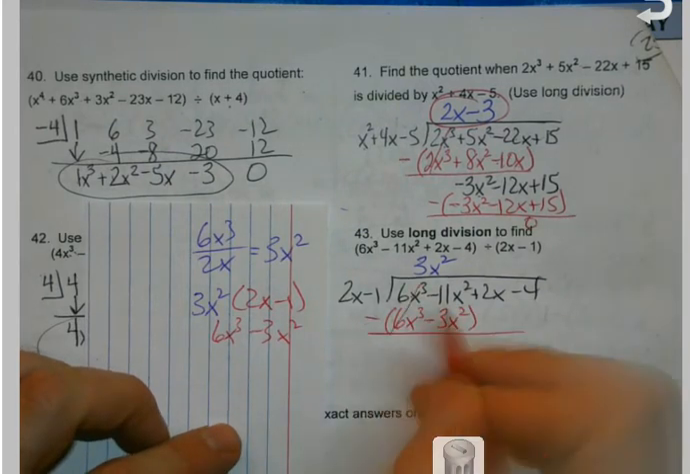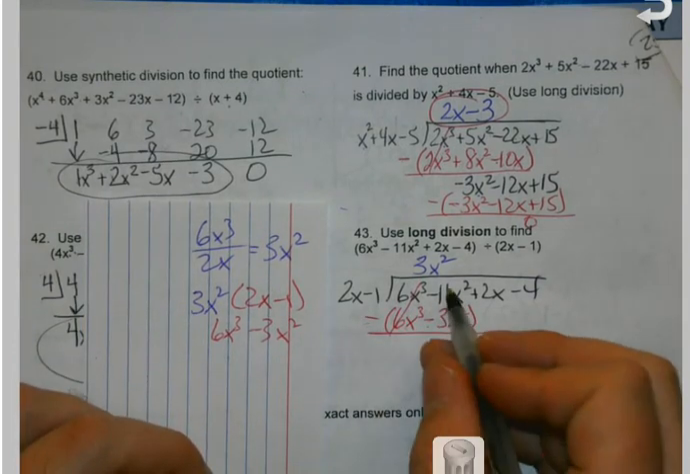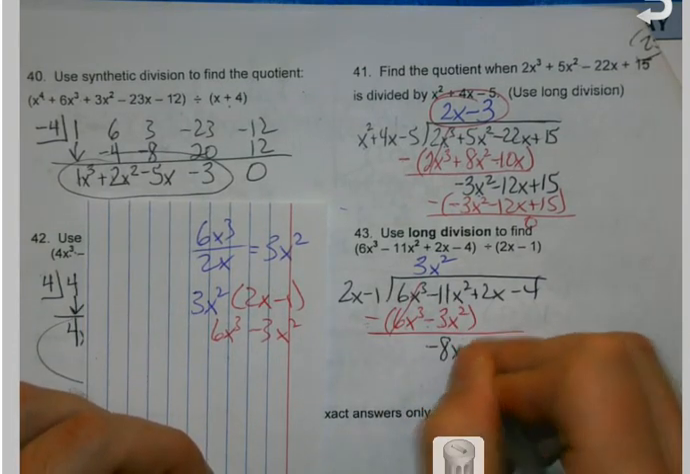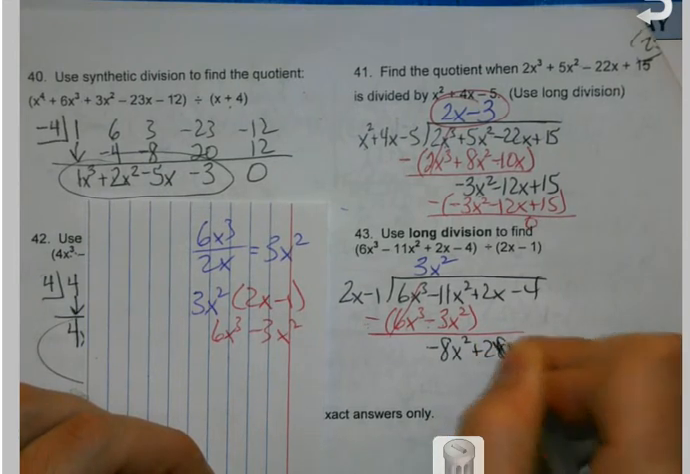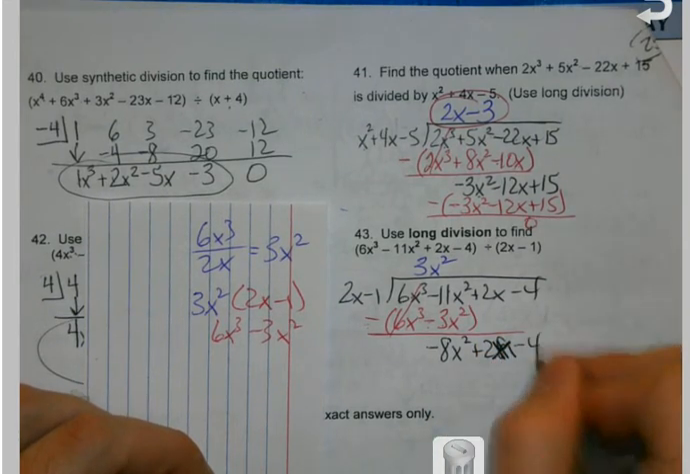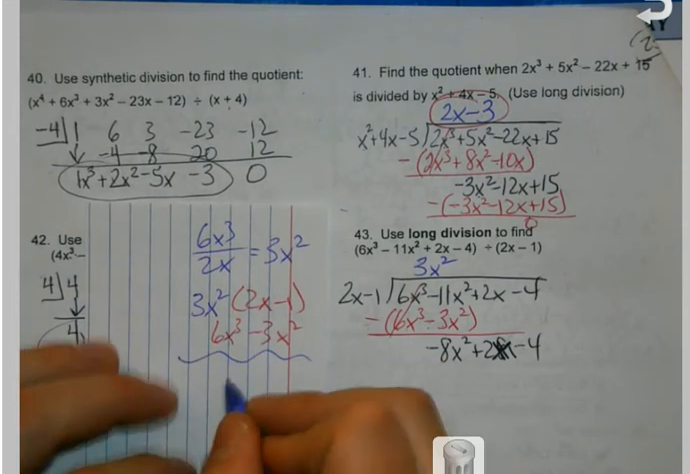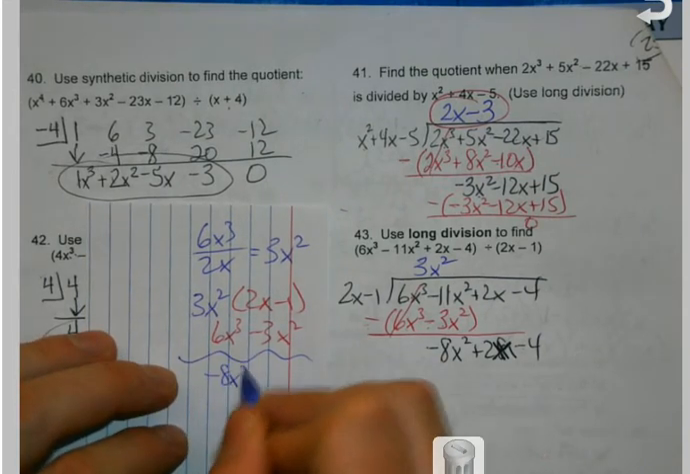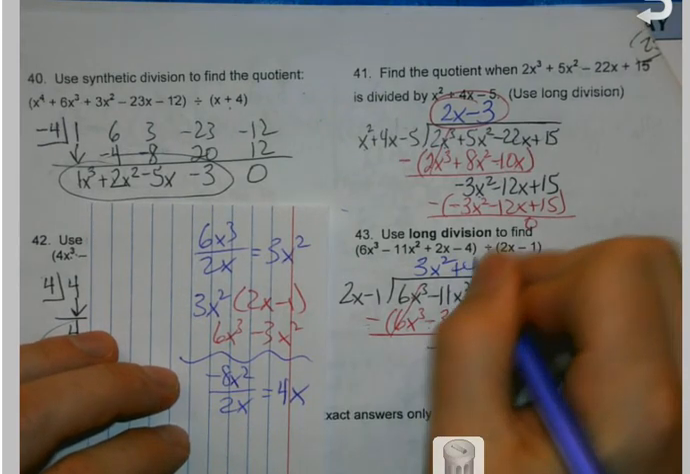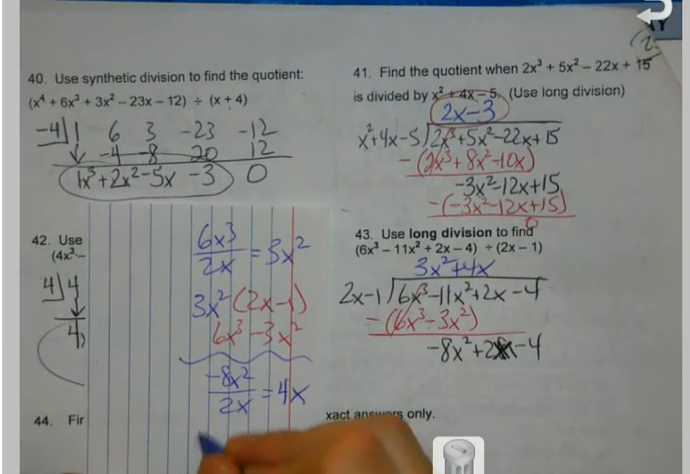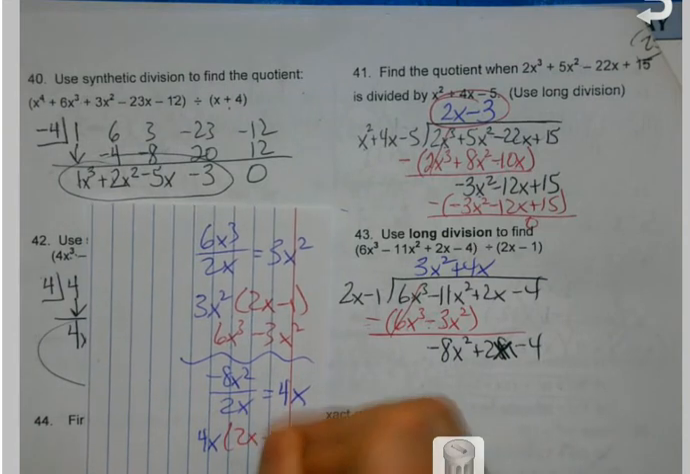6 minus 6, there they go, that's good. Negative 11 minus negative 3, which is negative 11 plus 3, is negative 8x squared. Oops, 2x, not 28. And start the process again. So negative 8x squared divided by 2x is 4x. Multiply that 4x times my divisor.